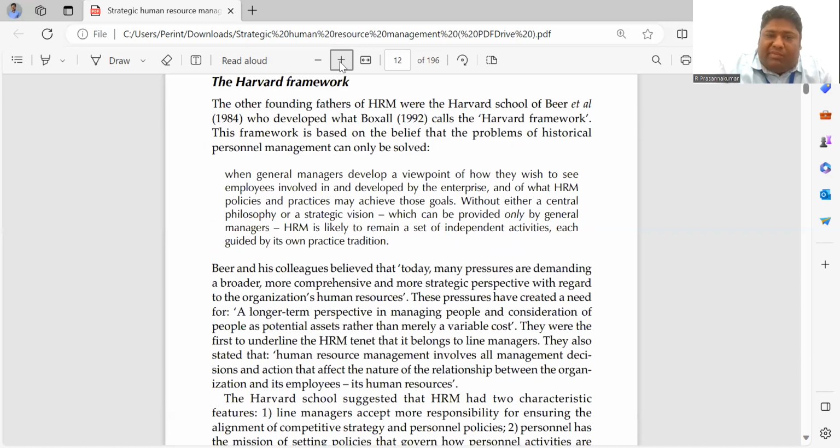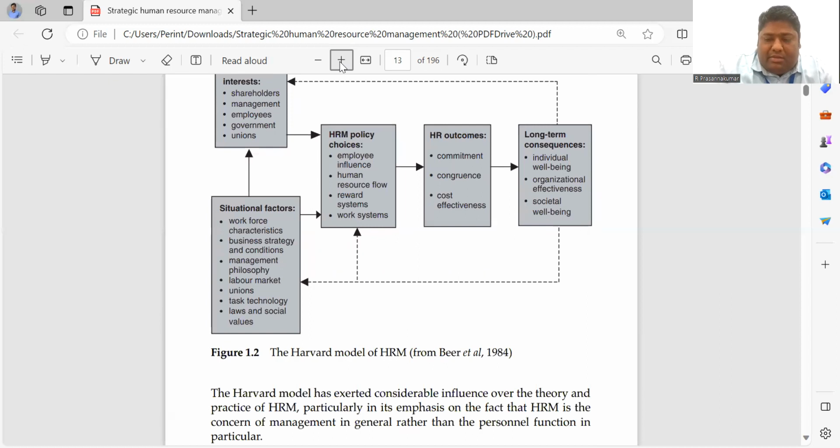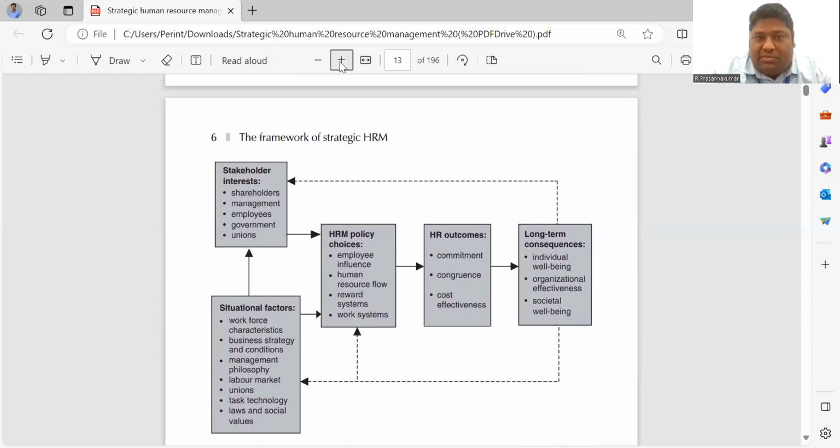We can see the Harvard framework, which describes how strategic human resource management is made. Here is a chart diagram: stakeholder interest, shareholders, management, employees, government, unions. When an organization exists, we have shareholders because they input the capital. Apart from that, we can release the shares into the market, and those who are interested to invest in the business purchase the shares of the organization.